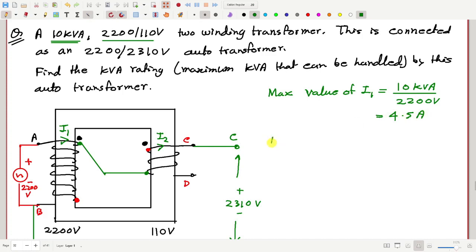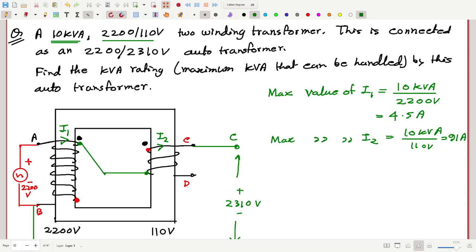ampere. And similarly, the maximum permissible value of I2 in this coil will be 10 kVA by 110 volt, which is approximately 91 ampere. So this much current is allowed at max. Okay.